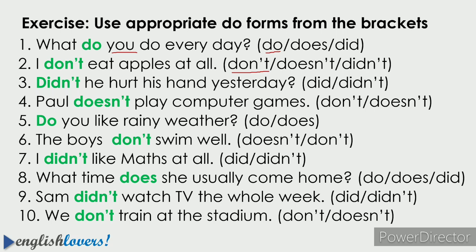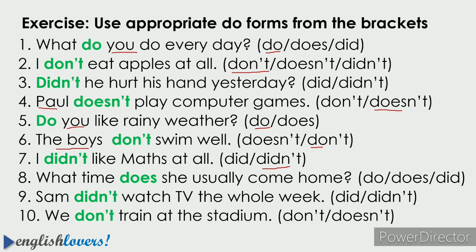Paul doesn't play computer games. So here there are two forms of do in the present, do and does, but here Paul is a singular subject, so singular, that is does, and an apostrophe t, doesn't. Do you like rainy weather? This is also a general statement. You is there, and with you we use do in the present. The boys don't swim well. So here the boys is the plural subject, and the plural form is do, and then an apostrophe t, not, so don't swim well. I didn't like maths at all. This is a general statement, and here the past form did is used with not in contraction, an apostrophe t.